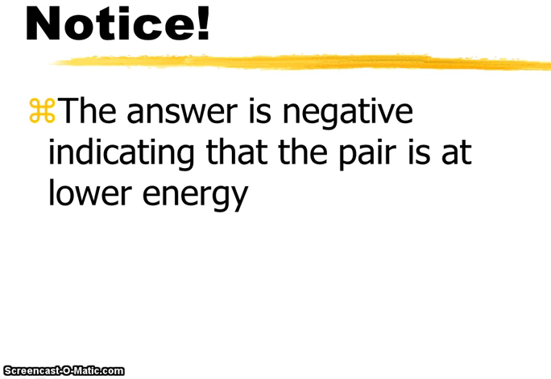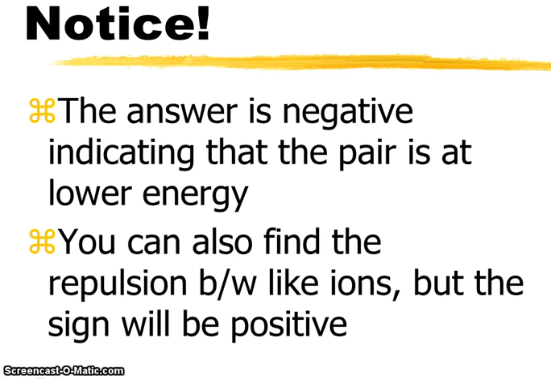Now, we want to notice that the answer is negative. What that tells us is the attraction between those pairs of ions will be at a lower energy when they're attracted together. If we were to take two positive ions or two negative ions, that would give us a positive value for our energy, and that would give us the repulsive forces between like ions.